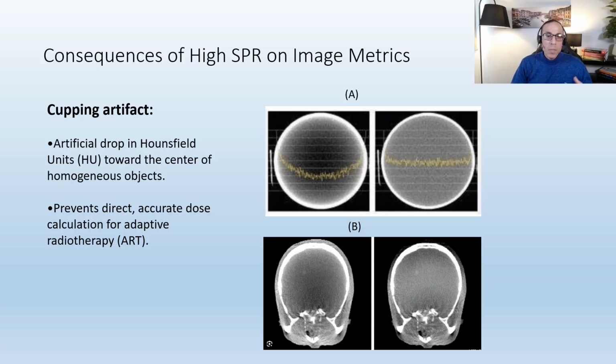The artificial drop in Hounsfield units toward the center of the uniform tissue is primarily driven by a high scatter to primary ratio. Because the broad cone beam creates massive scatter across the detector, it can mislead the system into underestimating tissue density.